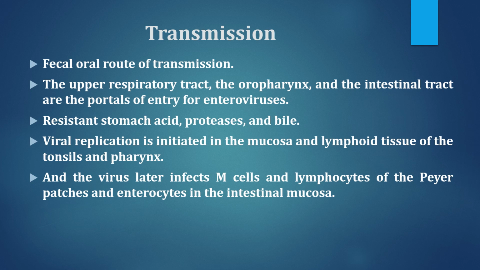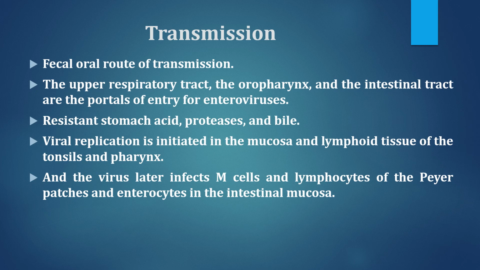Transmission. The virions are transmitted by the fecal-oral route. Contaminated food and water are the major source of virion. Contrary to the name, the enteroviruses do not usually cause enteric diseases, but they do replicate in the intestine. The upper respiratory tract, the oropharynx and the intestinal tract are the portals of entry for enteroviruses.